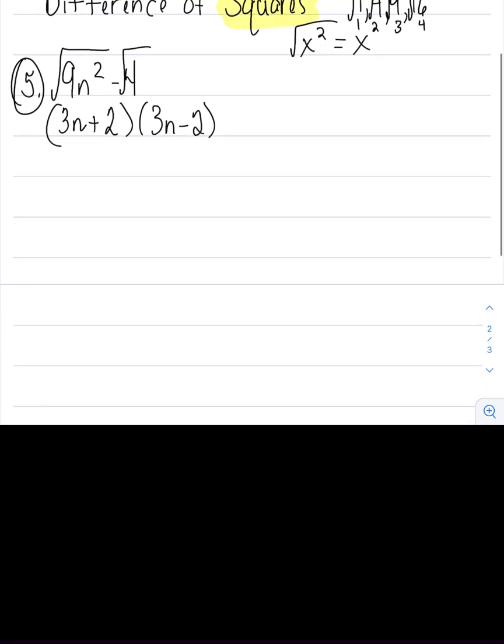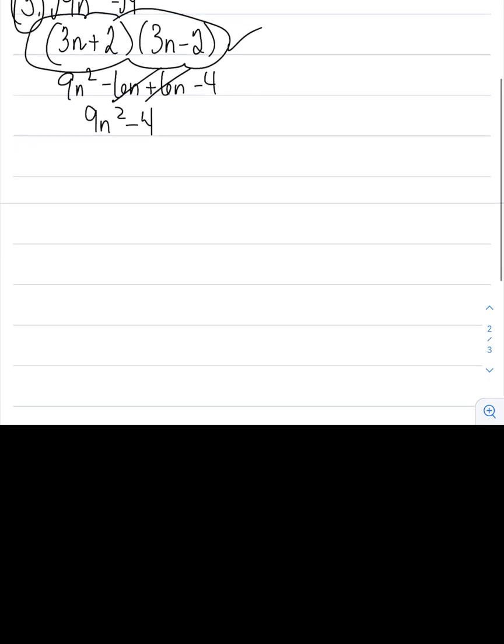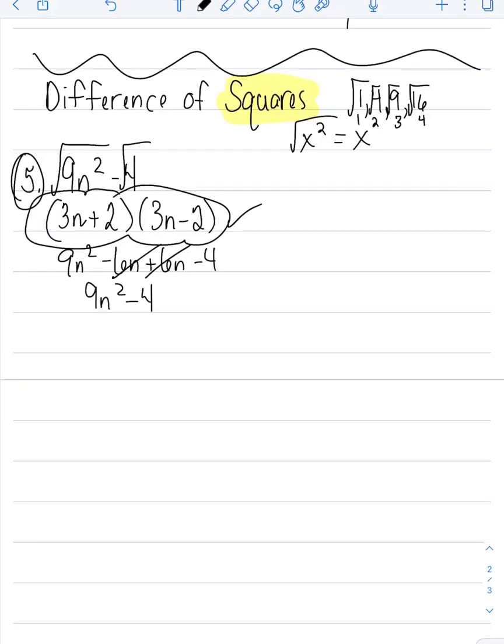Let me prove that this works. I'm going to use FOIL to test it. First, outside, inside, last. Simplify. Well, these two cancel out, and I'm left with 9n squared minus 4. So these are my factors to this polynomial. So it only works if you have the difference of squares. That means you have two perfect squares with a minus sign in the middle.